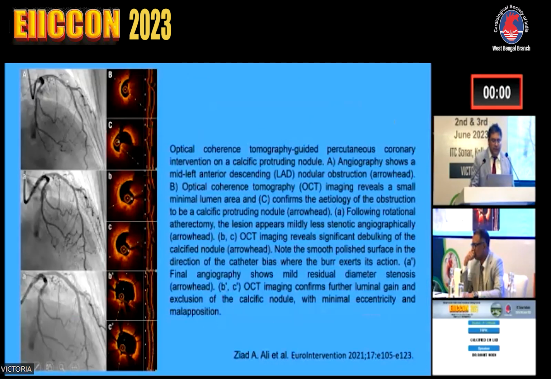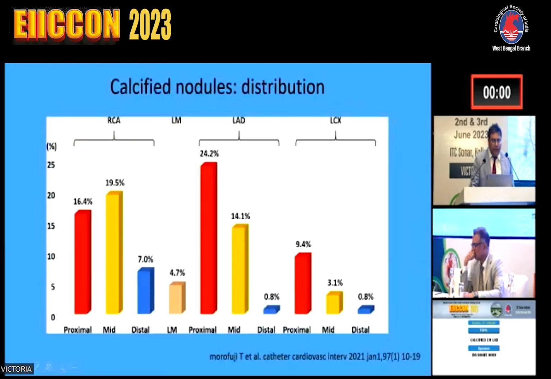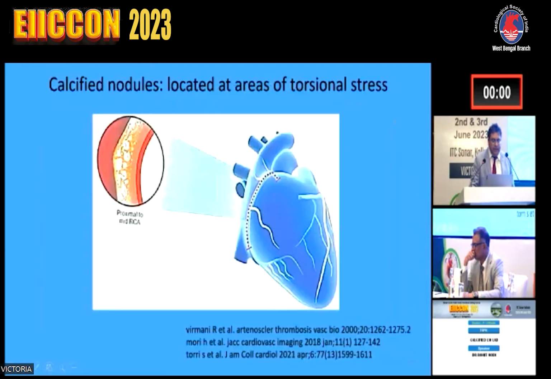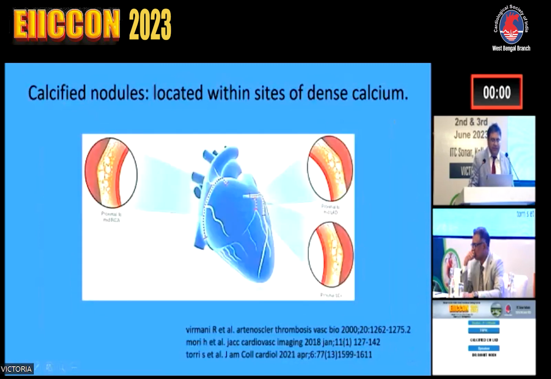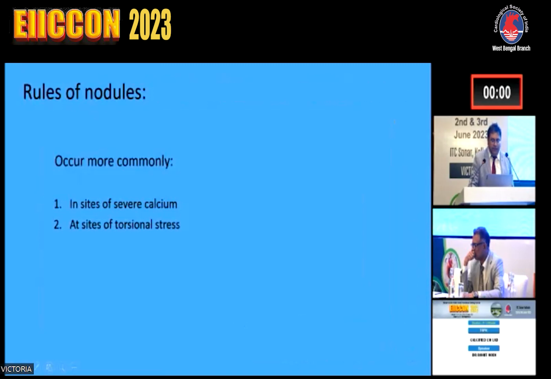This is a patient done with a rota in a calcified lesion. This is the distribution, and the calcified nodules are specifically located at sites of torsional stress. This is generally at the region of dense calcium. They are located at the sites of dense calcium. They occur at the sites of torsional stress and severe calcium.